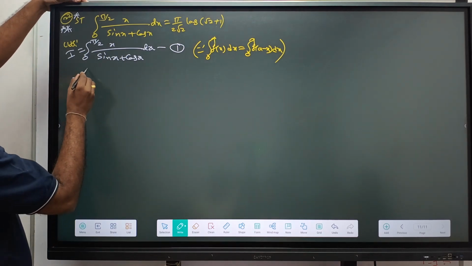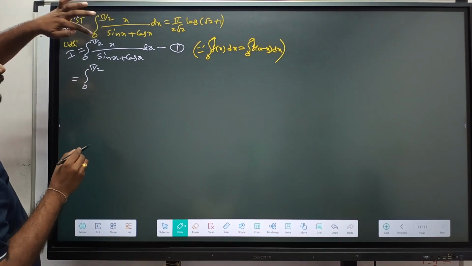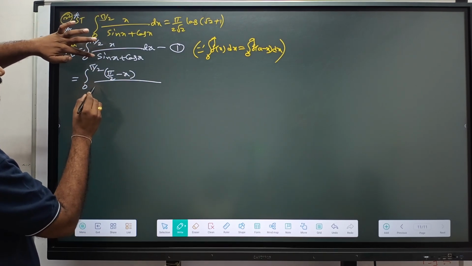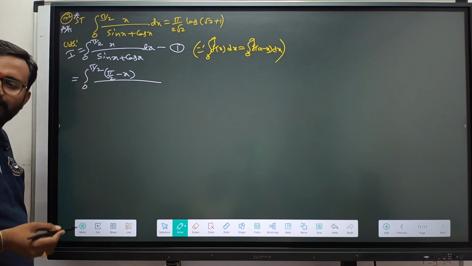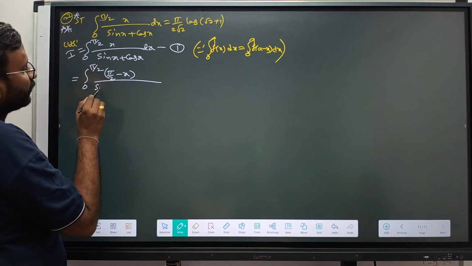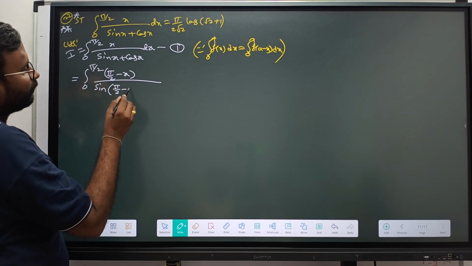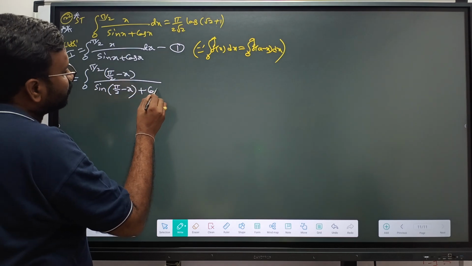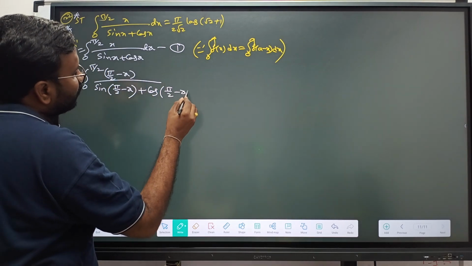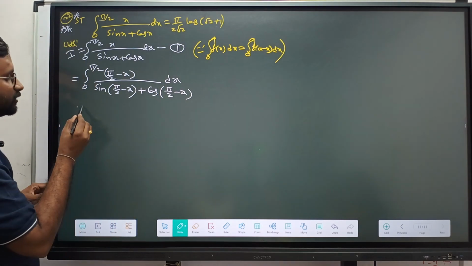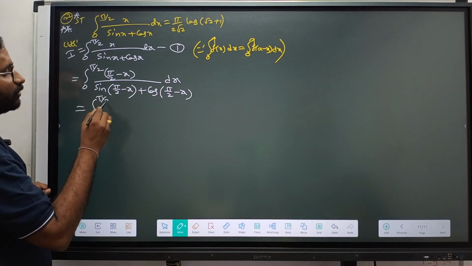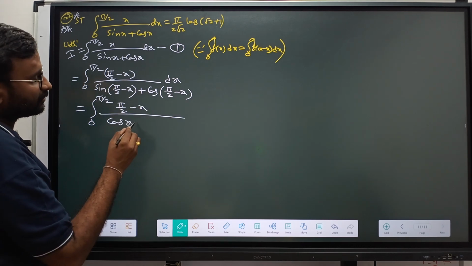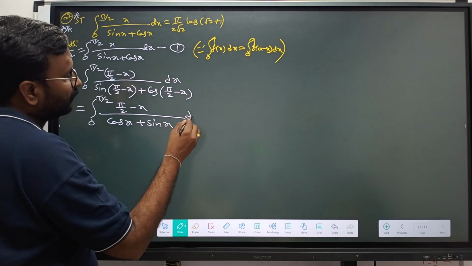Now, which is equal to integral 0 to pi by 2. X will be pi by 2 minus x, na? By the denominator, sin of 90 minus theta. Here you have to write sin of pi by 2 minus x, that I am writing directly as cos x. Okay, no problem. Cos of what? Cos of pi by 2 minus x into dx, which is equal to integral 0 to pi by 2 of pi by 2 minus x by, this will be cos x, this will be sin x, dx.